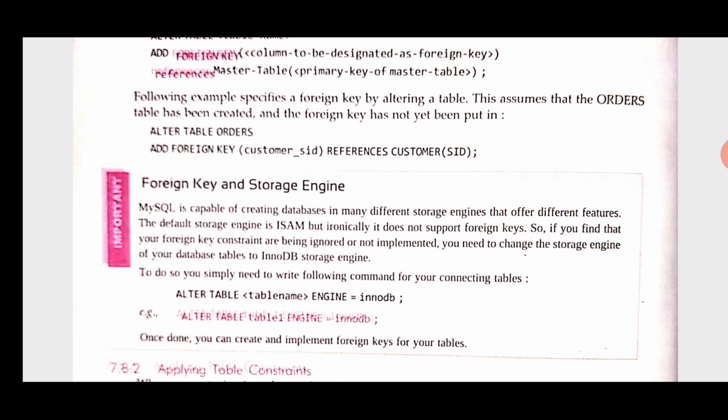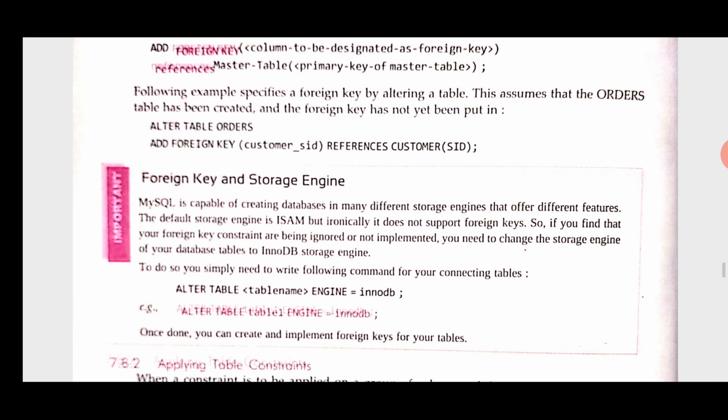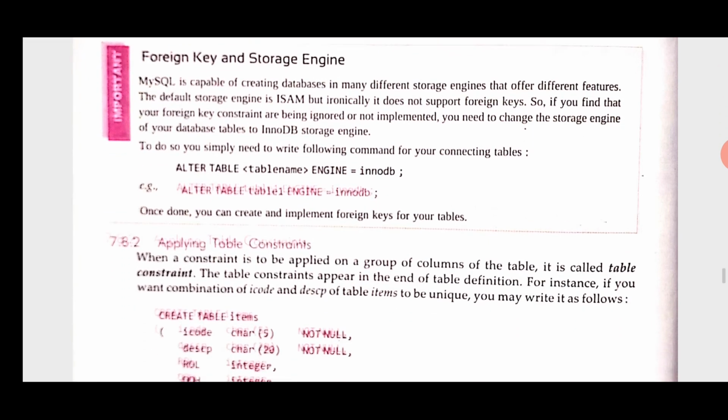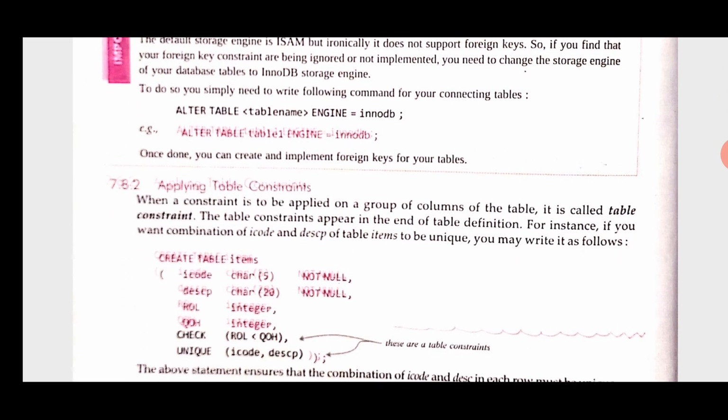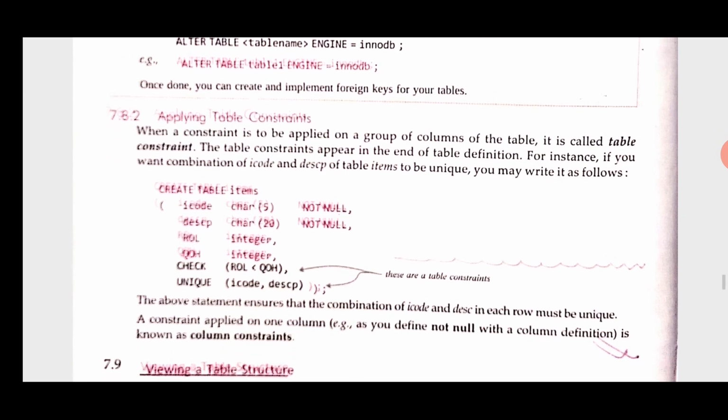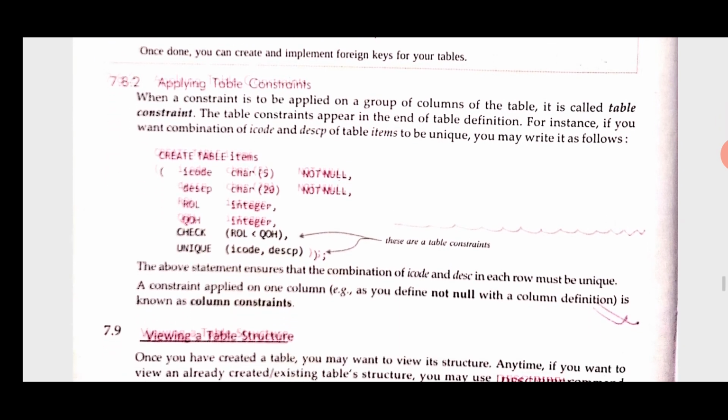Here customer is our master table, SID is the primary key of the master table customer, then customer SID is the designated key as foreign key of the orders table. So by these two ways we can declare primary key and foreign key at the time of creation or at the time of alteration also.